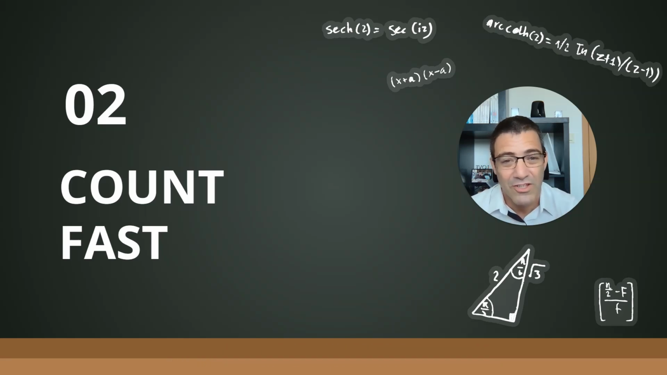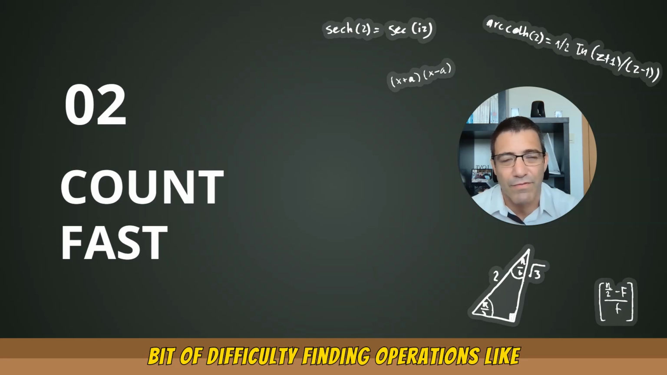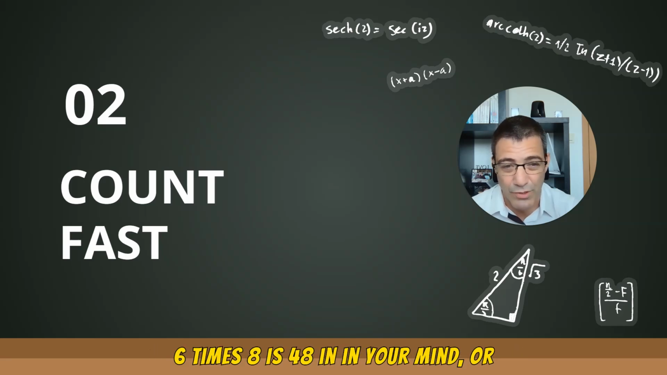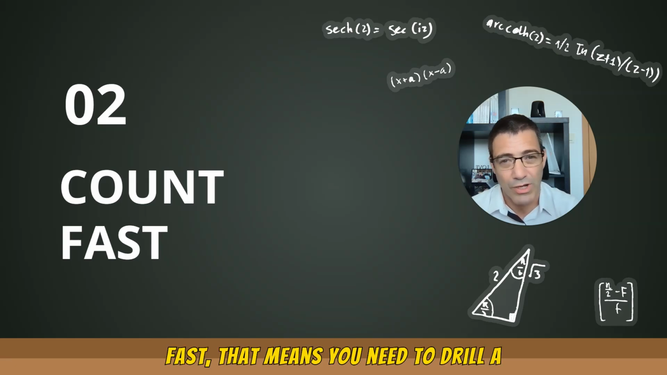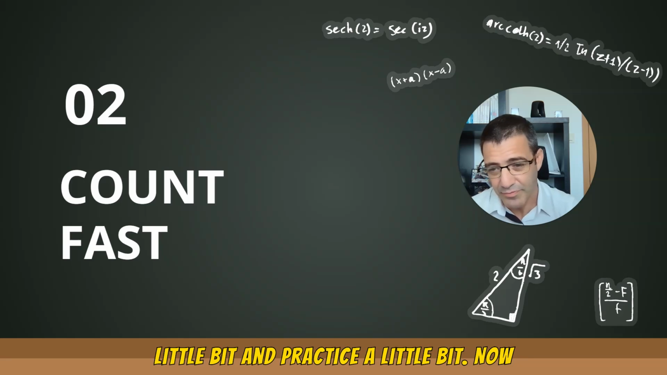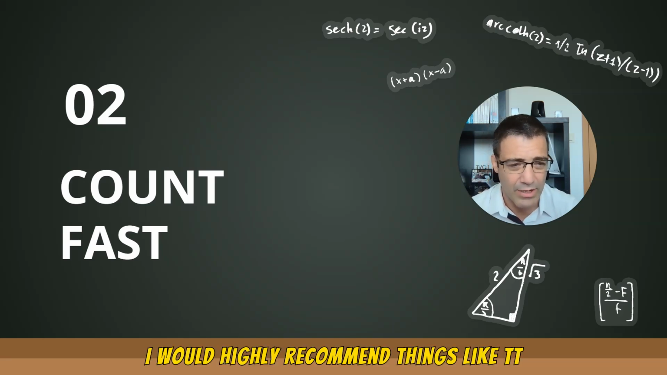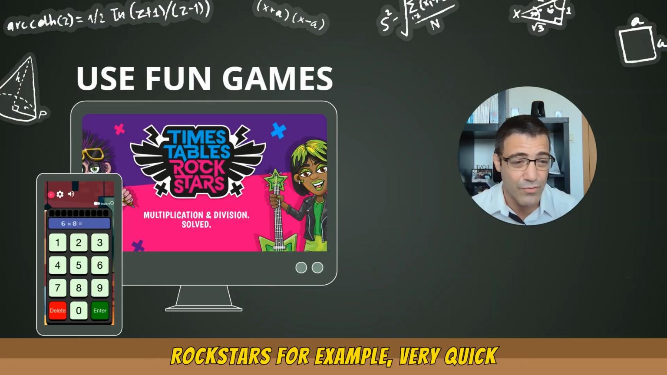Our second point is actually counting faster. If you have a bit of difficulty finding operations like 6 times 8 is 48 in your mind, or 8 plus 6 is 14 relatively fast, that means you need to drill a little bit and practice a little bit. Now, I would highly recommend things like TT Rockstars, for example.